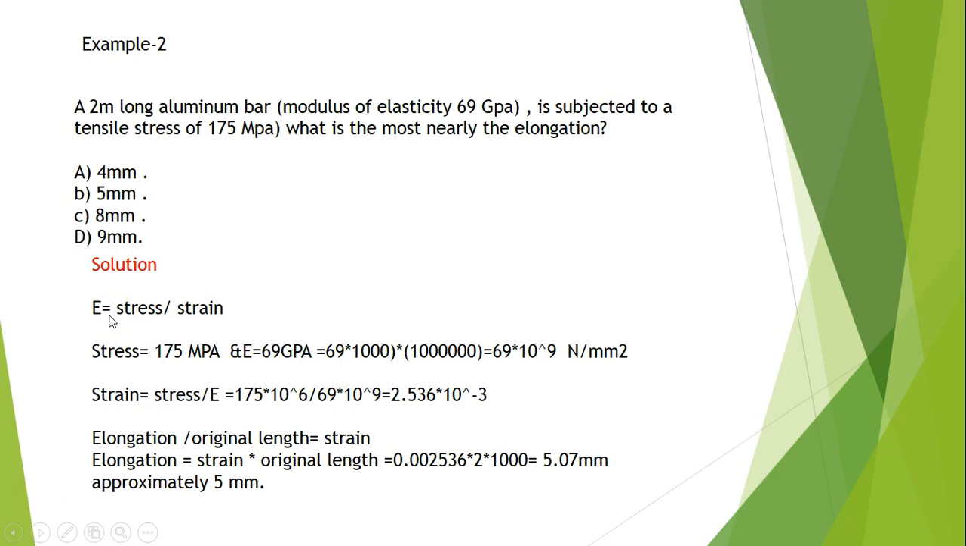We are utilizing the relation for the modulus of elasticity, which is equal to the stress divided by the strain. Here, he did not give the force, but in lieu of the force, he gives stress, which is the value of the force divided by the area. Knowing that E is stress over strain, he gave us the modulus of elasticity, which is 69 gigapascal, 69 times 10 to the power of 9 Newton per millimeter square. The strain will be equal to the stress divided by the modulus of elasticity.